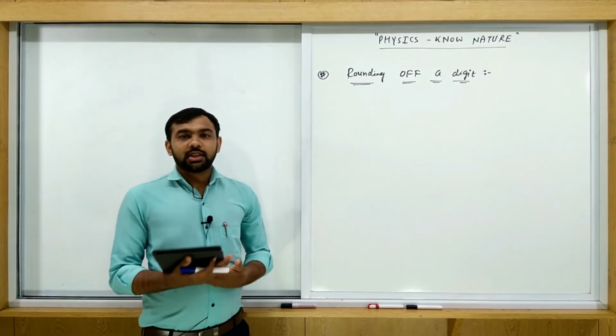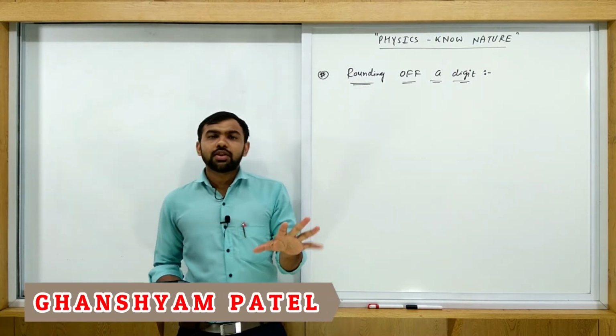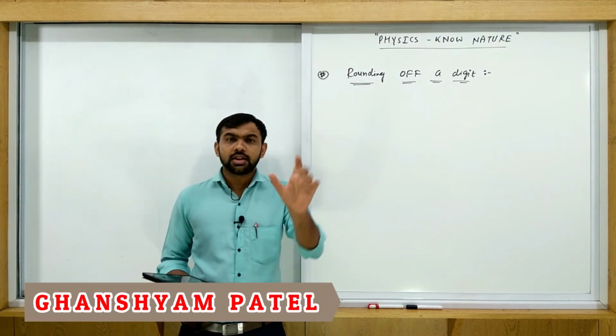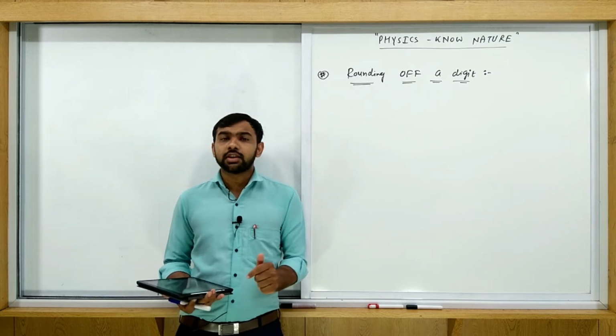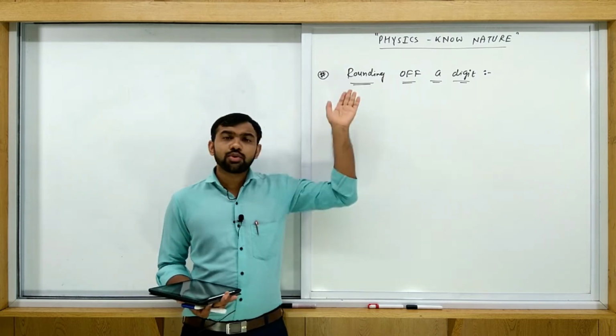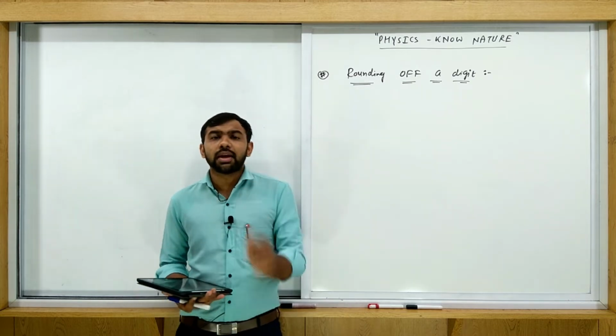Okay guys, now let us come to this next topic, rounding of a digit. Suppose we have a total of 4 or 5 digits in a number, and we round off up to some significant digits. Then we have to use some rules. So for rounding of a digit, we just apply some rules.